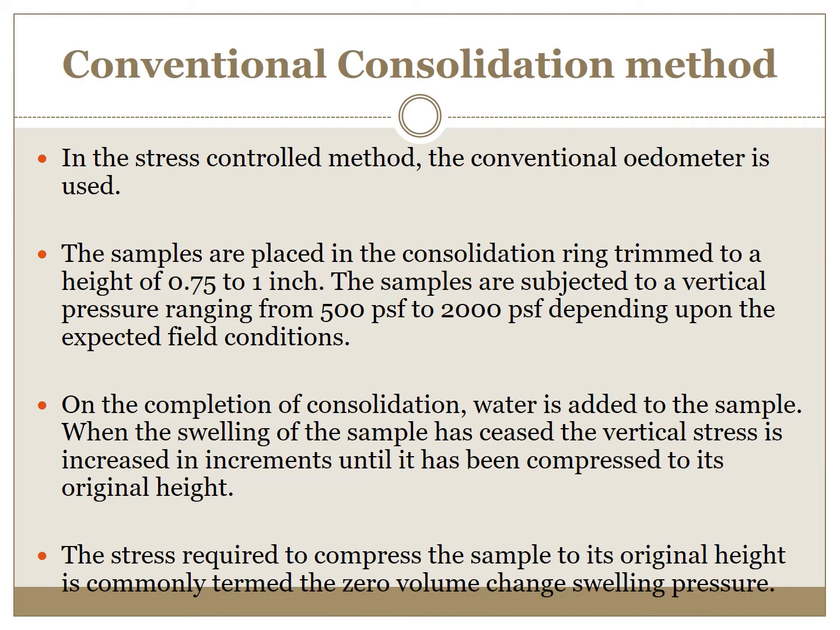In the conventional consolidation method, the specimen is placed in an oedometer under a small surcharge of about 7 kilonewton per meter square, and then water is added to the specimen, allowing it to swell and reach an equilibrium position after some time. Now pressure on the specimen is gradually increased and the specimen is allowed to consolidate. The stress required to compress the sample to its original height is commonly termed the zero volume change swelling pressure.